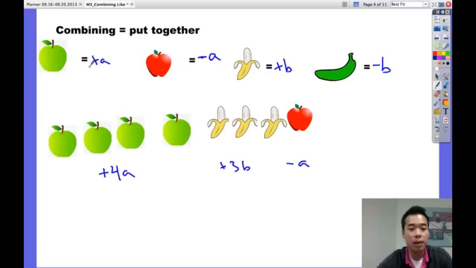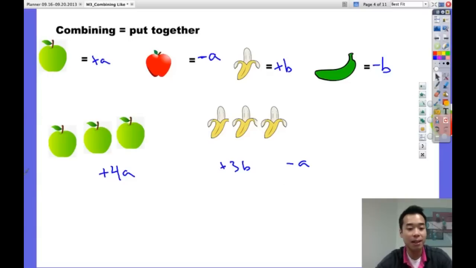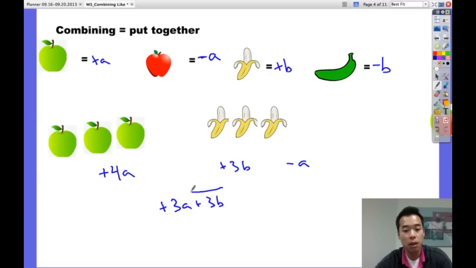If you understand opposites, positive a and negative a create a zero pair. It cancels out. If I take this red apple and put it on top of the green apple, these two disappear. So mathematically, 4a minus 1a becomes positive 3a. And what do I have left? I just have 3 bananas, plus 3b. And that's my final simplified answer.